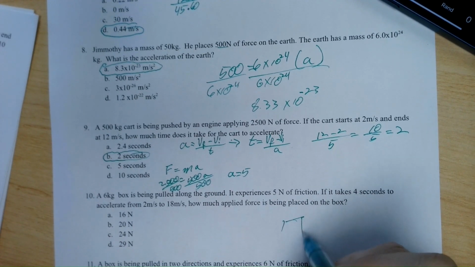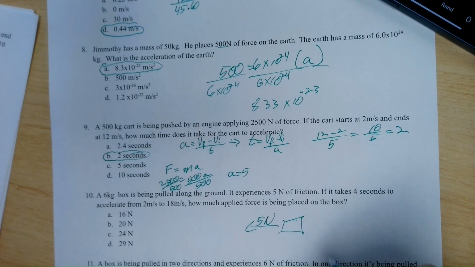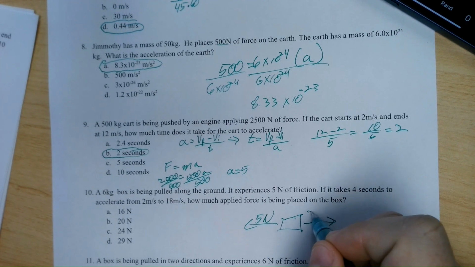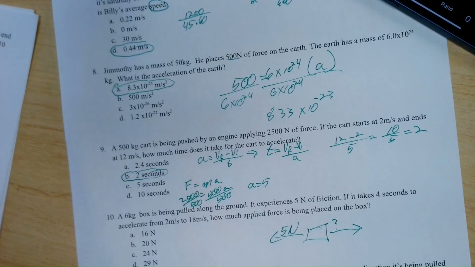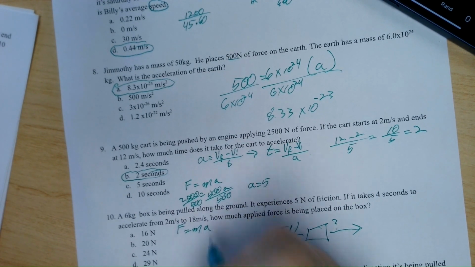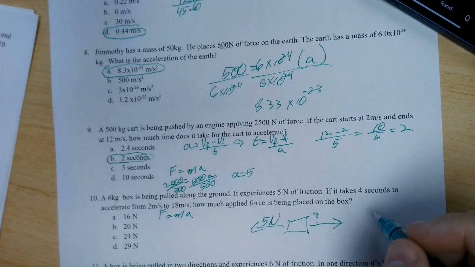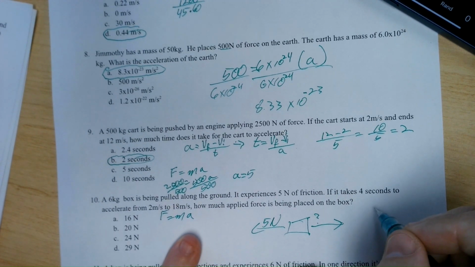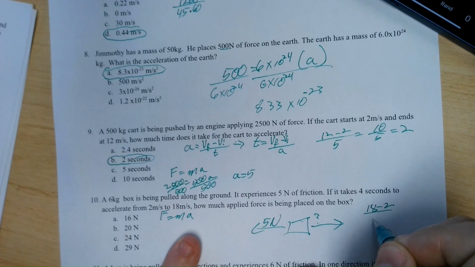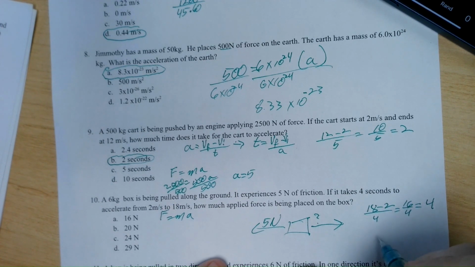A box is being pulled along the ground. It experiences 5 newtons of friction. If it takes 4 seconds to accelerate the box from 2 to 18, how much force is being applied to the box? This is just a force is equal to mass times acceleration problem. And to figure out our acceleration, we're going to go back and do our acceleration equation from kinematics, and that's going to be 18 minus 2 over 4, which is 16 over 4, which is equal to 4. And that's our acceleration.